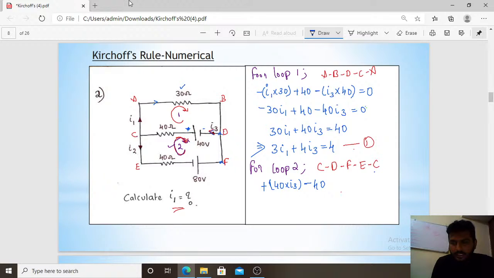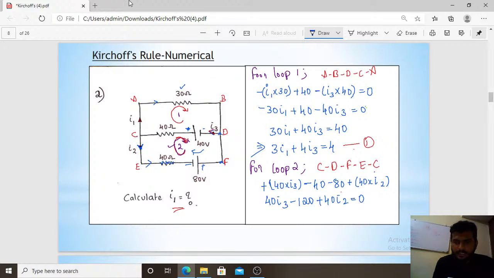Then go for D to E. There are no elements in between D to E, neglect that. Then directly go for F to E. There is one battery, plus to negative, so my direction is similar, from positive to negative. I can directly write minus 80. Is it right? Then we have one resistor here of 40 ohms. My direction and current direction are opposite to each other, so I have to take plus 40 into I2. Let me solve it. So I will get 40 I3 minus 120 plus 40 I2 is equal to 0.